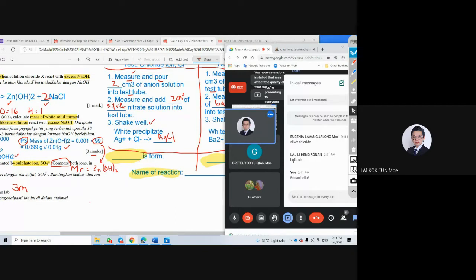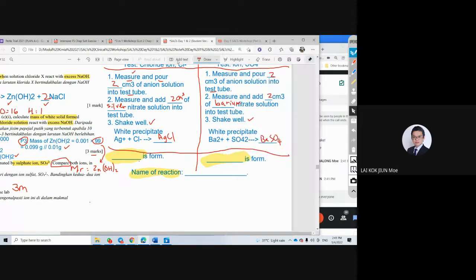Ronan, good. Okay, silver chloride, very good. Silver chloride here. Ronan, got any opinion? So I give you silver chloride. Another one is barium sulfate.